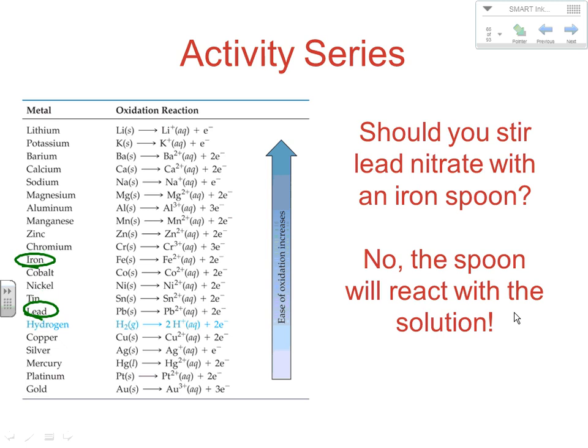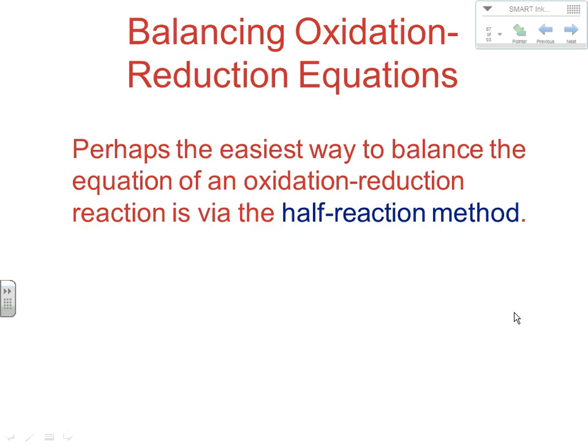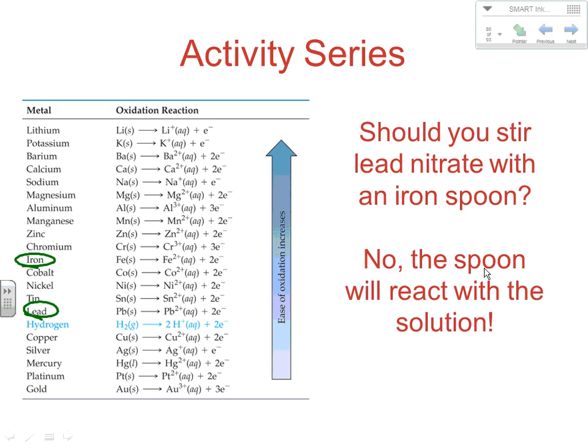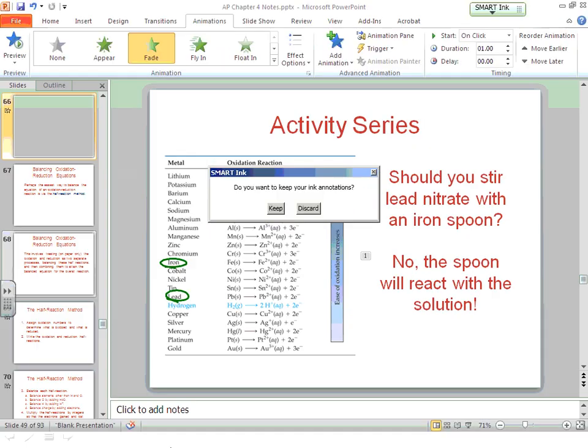So if my question was, would a reaction occur? The answer would be yes, based on the activity series. If I'm asking you, is it a good idea to use an iron spoon to stir lead nitrate? The answer would be no, because you're going to basically destroy your iron spoon through chemical reaction. And that's where we're going to leave off today. So balancing oxidation reactions, that's really what we're going to get into tomorrow. So we're going to end our notes right here.